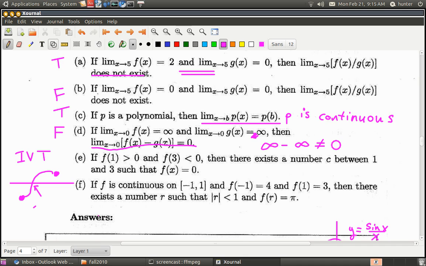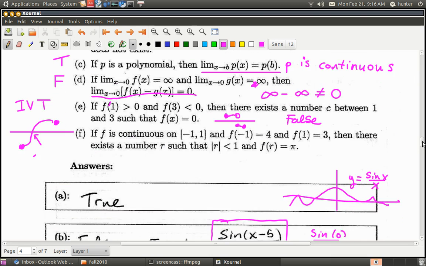So this is saying that if f of 1 is greater than 0, so let's draw a picture of that, and f of 3 is less than 0, so here it is being less than 0 over at 3, then there exists a number c between 1 and 3 such that f of x equals 0. So that would be true if we also had the hypothesis that f is continuous. But look, there's a discontinuous counterexample. So here's f, it makes a leap here across the line, right? And so this is a counterexample. So E is false because there are discontinuous functions that don't satisfy that condition.